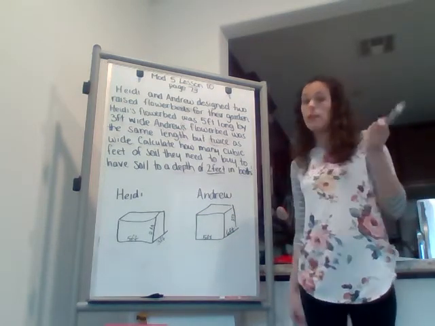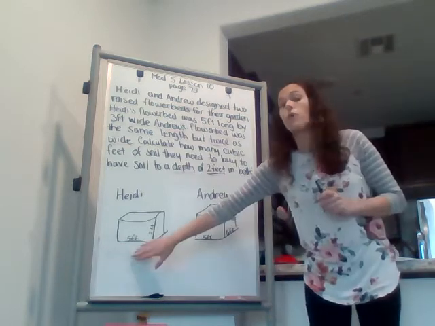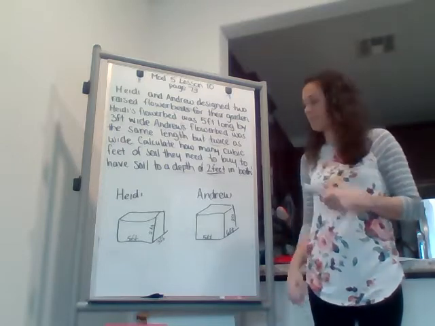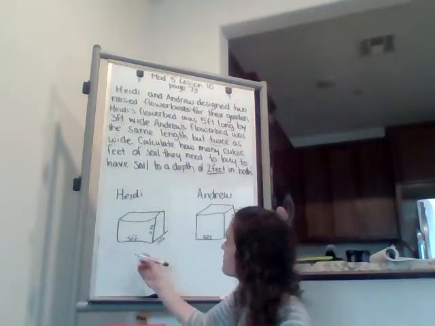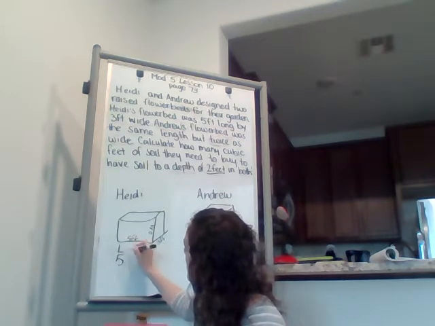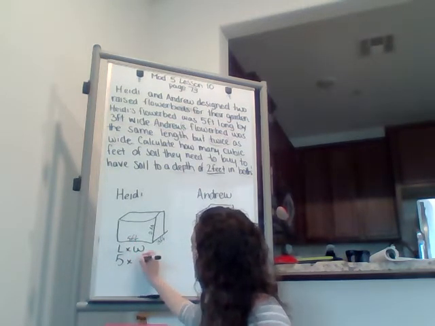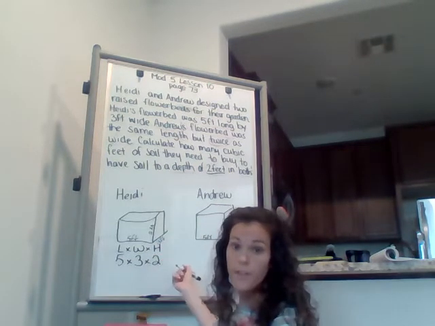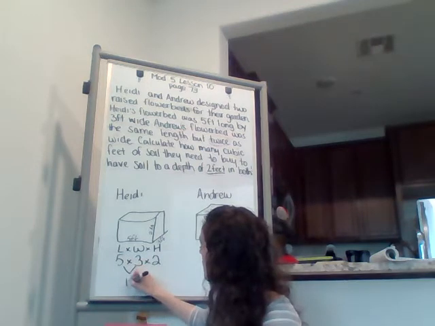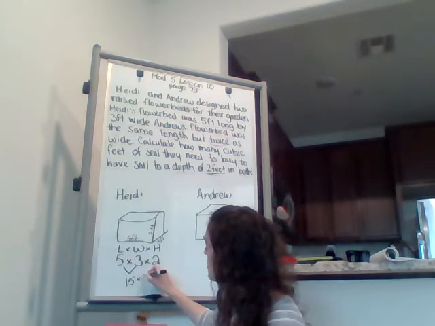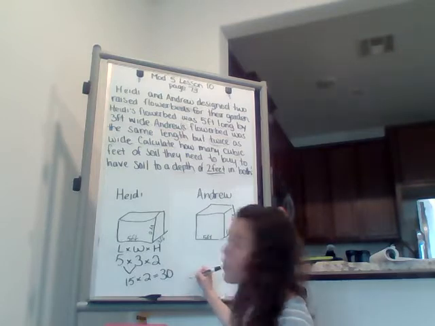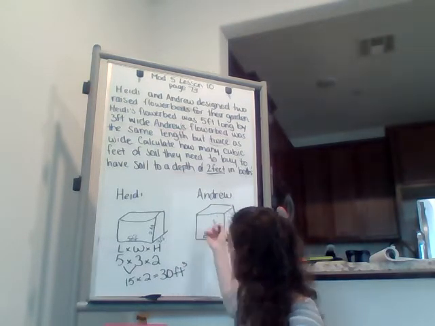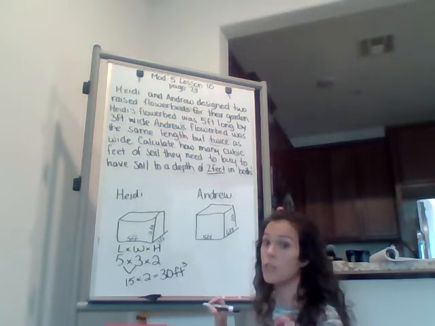I'd really like for you right now to pause and solve for both of these volumes on your own, and then unpause, and we will go through it together. All right, length 5 times width 3 times height 2. 5 times 3, 15, times 2, 30. 30 what? Feet cubed. Remember, we always need to have our unit with it.